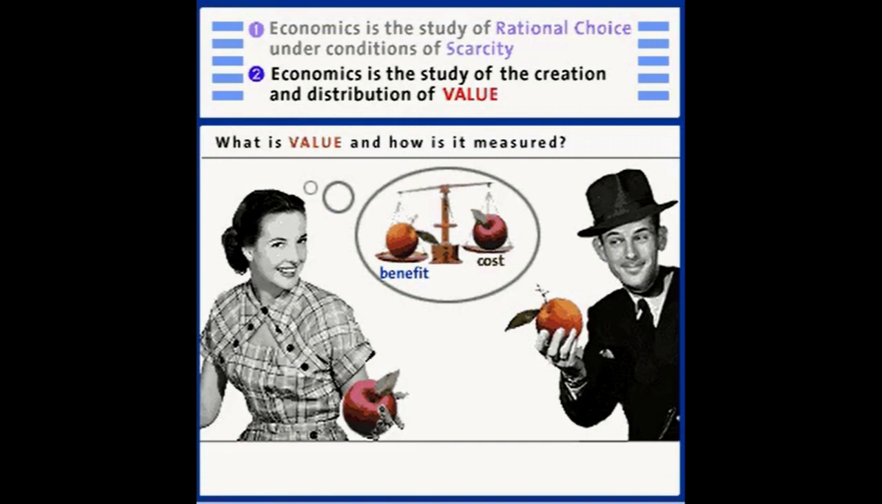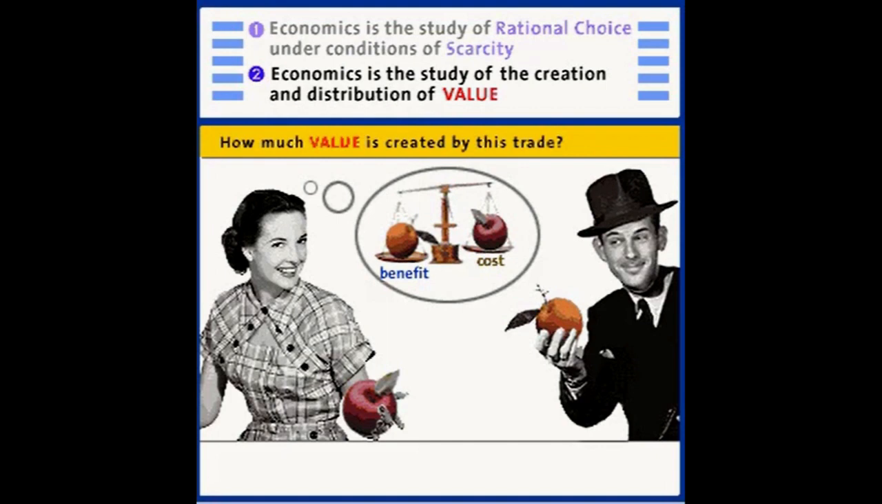In order to know how much value is created, we need some kind of yardstick, some way of measuring benefits and costs. And one way that we can do that is to use money as the yardstick, to assign dollar values to benefits and to costs.